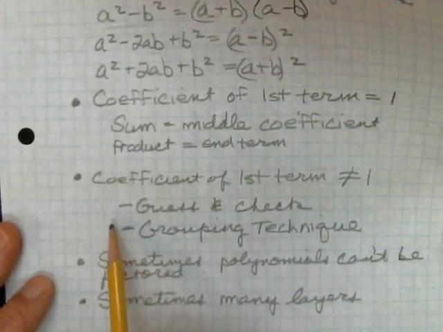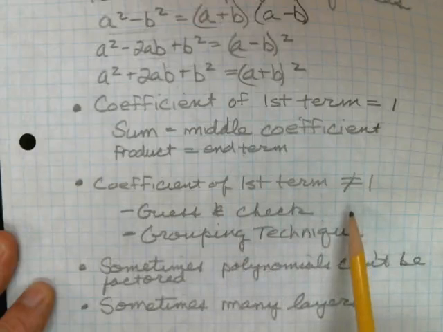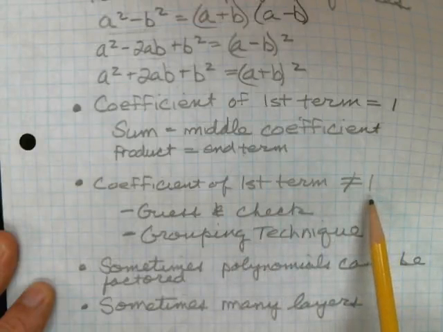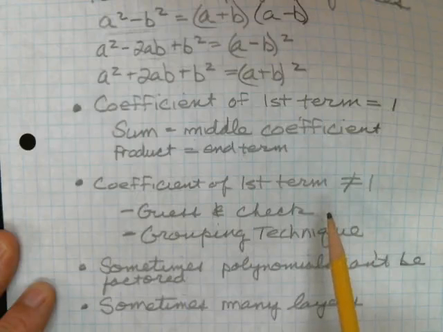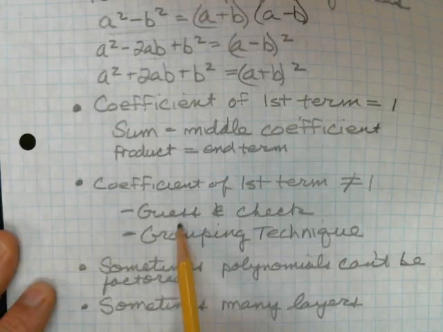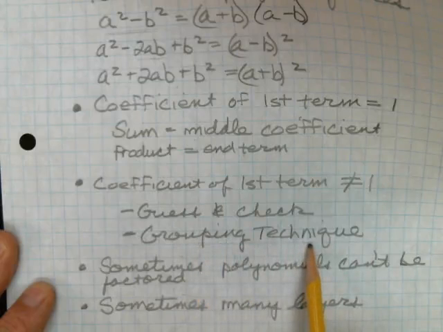Now, the toughest ones are where the coefficient of the first term is not equal to 1. It's more than 1 or negative. If it's negative, I actually don't do one of those here, but you will want to go through and make that positive. I'll show you in class how to do that. We could use a guess and check method, which sometimes works, but you can spend a lot of time with that. So the grouping technique I showed you is often a better, more certain way to deal with those.